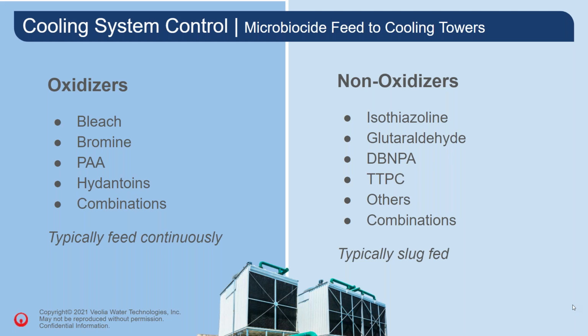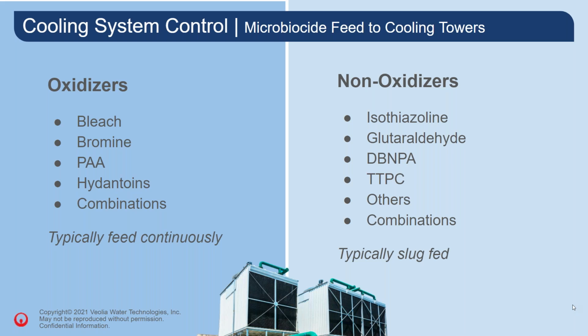So, an oxidizer is a biocide that will kill by burning the cell wall of a microorganism. The microbes cannot develop an immunity to oxidizers, but they can tolerate some oxidizers if the dosage rate is too low. Examples of oxidizers are sodium hypochlorite, commonly called bleach, bromine, peracetic acid, hydantoin tablets, etc. They're usually fed to maintain a residual in the water.